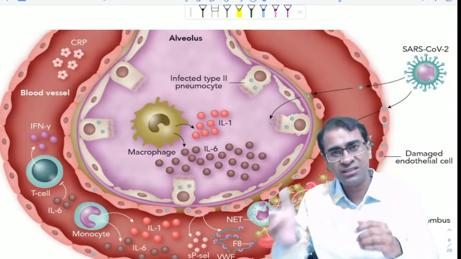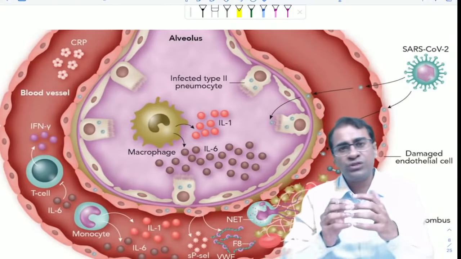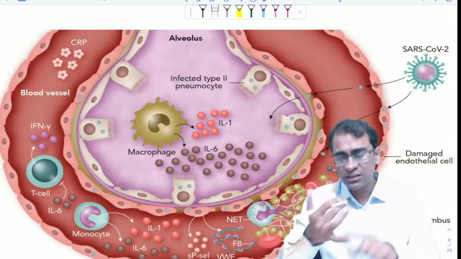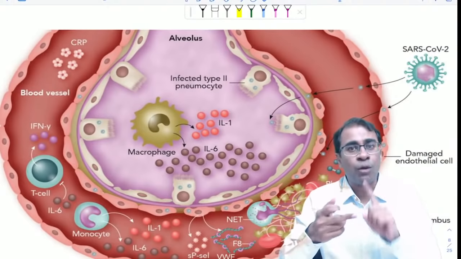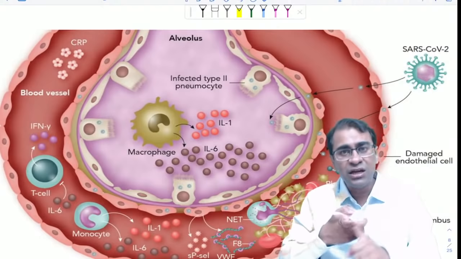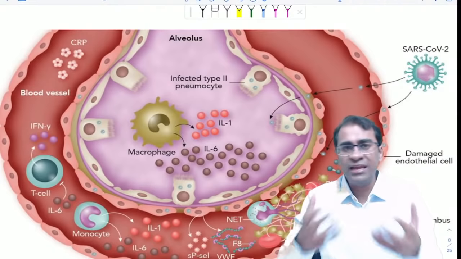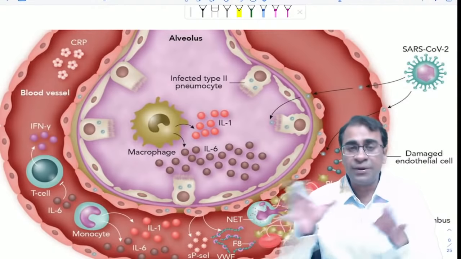Now, why does a severe disease occur? The few predisposing factors which we have studied are, one, old age; there's immunocompromised status; it is diabetes; it is morbid obesity; it is a lung disease; or it can be any type of other comorbid conditions like kidney disease or any sort of other systemic disease that a patient may have.